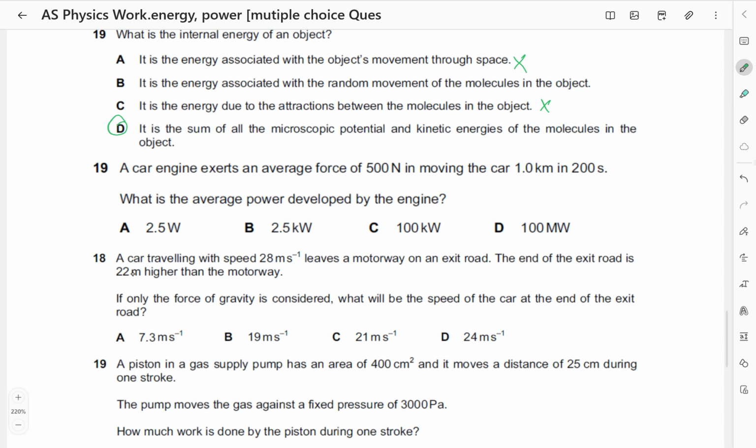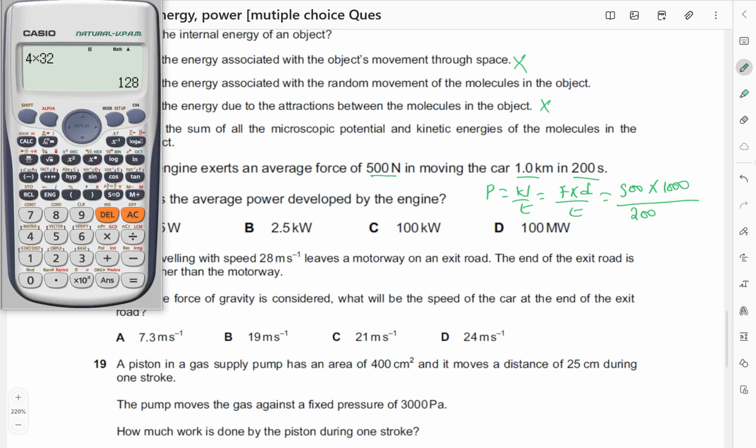A car engine exerts an average force of 500 newtons in moving the car 1 kilometer in 200 seconds. What is the average power? So power is equal to work done over time taken. The work done is force times distance, then divide by time. The force is 500 newtons times the distance is 1000 because it is in kilometers, divided by the time, which is 200 seconds. I think this is automatically 2.5 kilowatts?